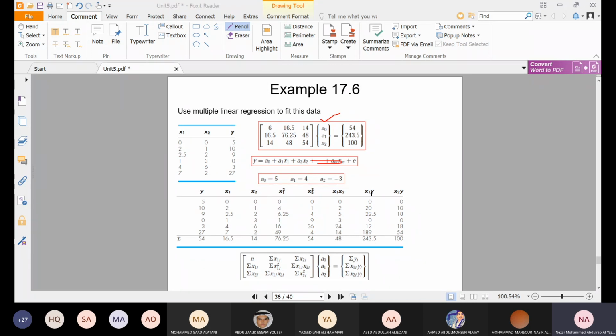Okay, Shabab, so after that, we can solve this equation and we find how can we do it by calculating the matrix, if you know it?